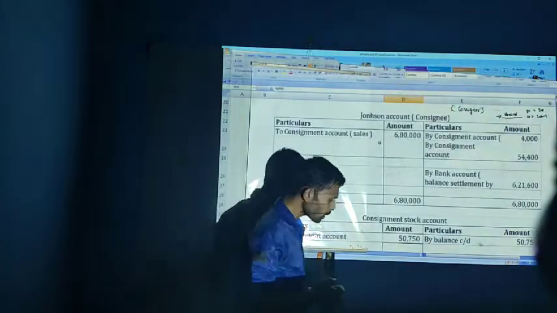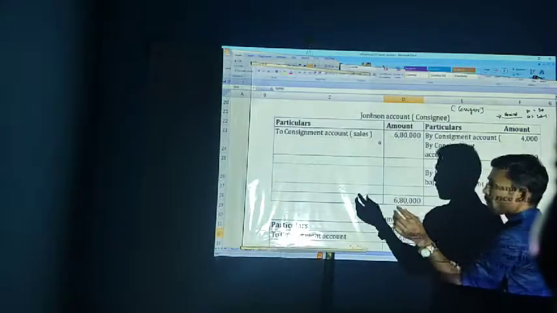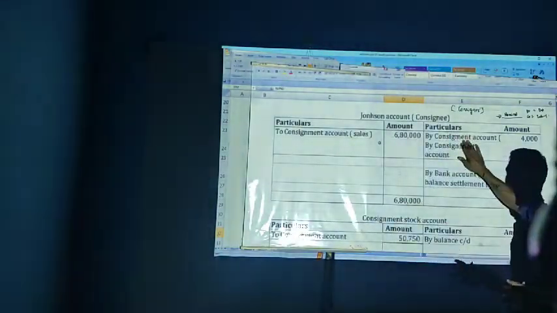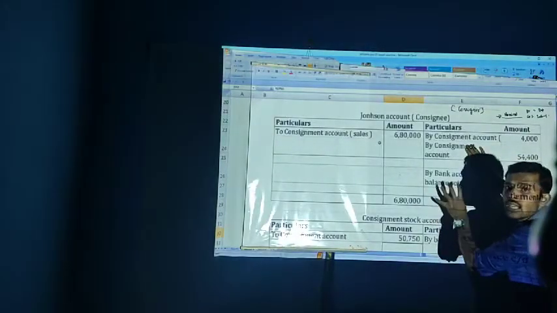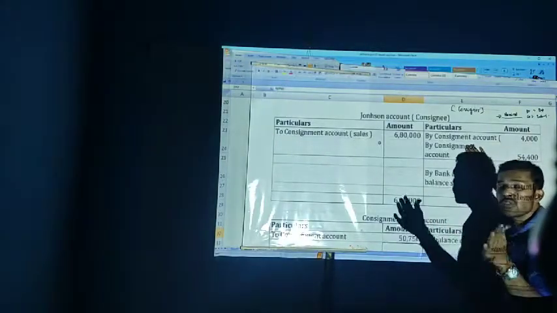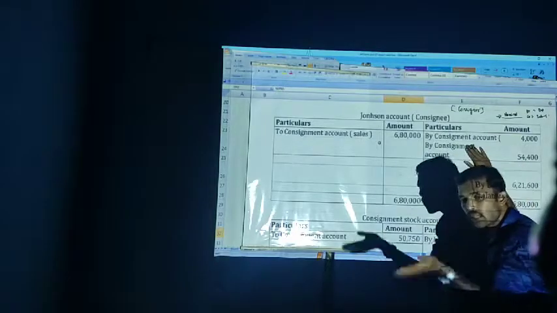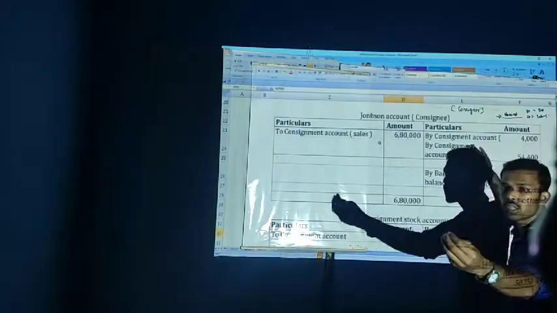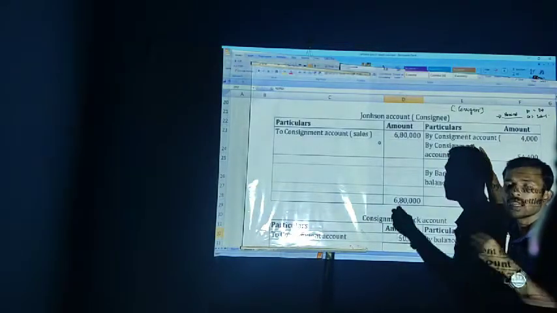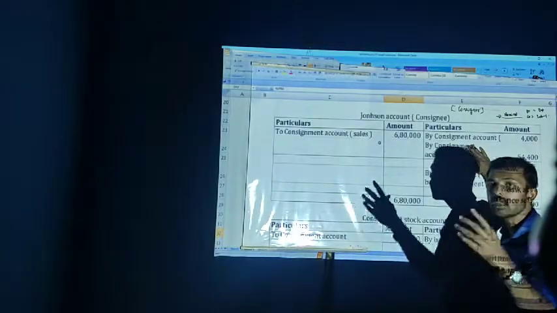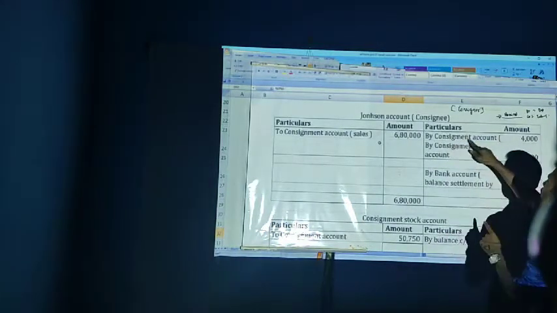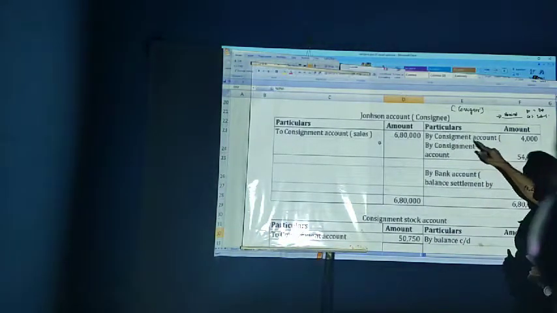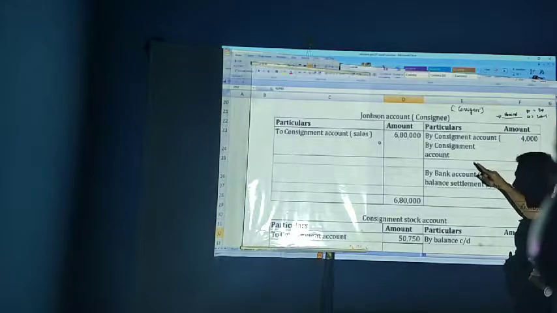Now, consignee account. First one, if any expenses made by the consignee, but in this problem we are going with the expenses. In other problems, if any advances are made by the consignee, first it will come. Right. By bank account, bank draft ಮುಖಾಂತರ ಏನಾದರೂ ಮಾಡಿದ್ರೆ bank account ಬರುತ್ತೆ. If any bill of exchange is given, the bills receivable will come. Right. Here expenses made by the consignee, how much? That is 4,000 rupees.